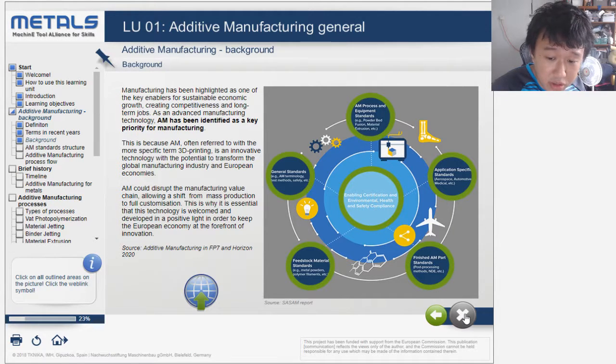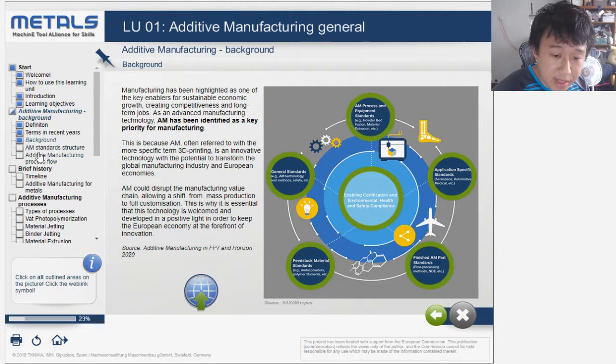Additive manufacturing could disrupt the manufacturing value chain, allowing a shift from mass production to full customization, which is why it is essential this technology is welcomed and developed in a positive light in order to keep the European economy at the forefront of innovation. I think in terms of innovation, people are the most important thing. You can have additive manufacturing, you can have normal machining, but the people you have is the thing that's going to drive innovation, in my opinion.